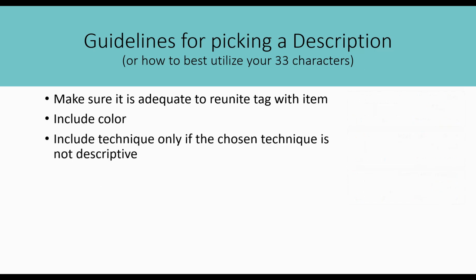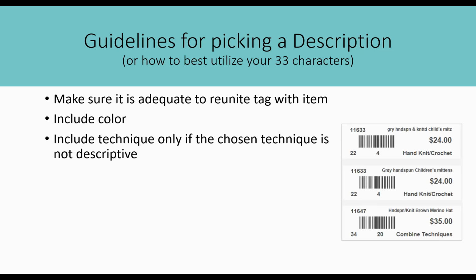Include the technique only if the chosen technique is not descriptive enough. The technique is printed out on the tag, so you don't need to repeat it in the description. In this particular example, the top one is harder to read with all of the words abbreviated down. I cleaned it up and now say gray handspun children's mittens, because knitting is already in the description of the technique. On the third example, I chose the technique combined techniques because I had both handspun the yarn and knitted it into a hat. So by putting it in the description, I gave more information so that it can be joined up if it gets lost from its item.